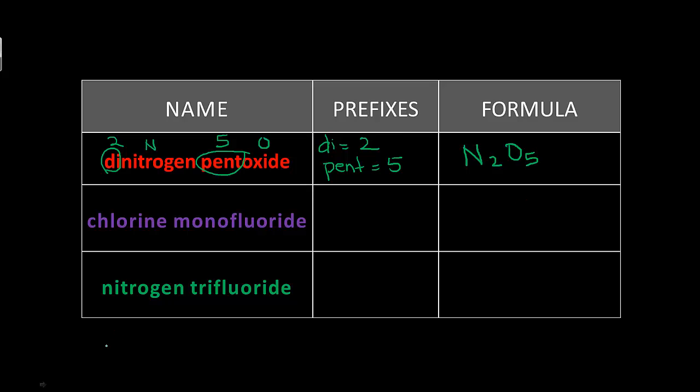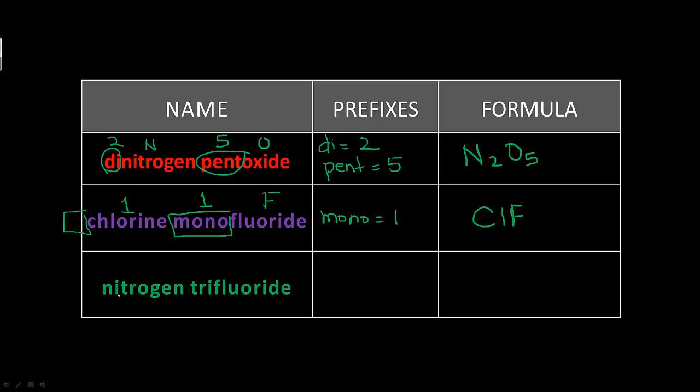Next one, chlorine monofluoride. There is no prefix right here. And if there's no prefix in the front one, that means there's only one. So we have one chlorine. Mono means one. Okay, so that means we have one fluoride, which is fluorine. We have one chlorine, which is Cl, and we have one fluoride, which is F for fluorine. So the formula for chlorine monofluoride is ClF.